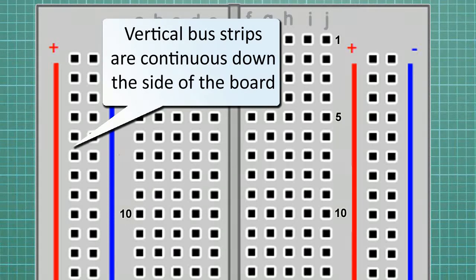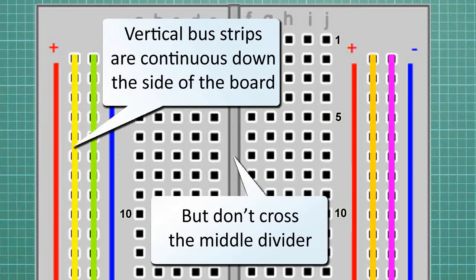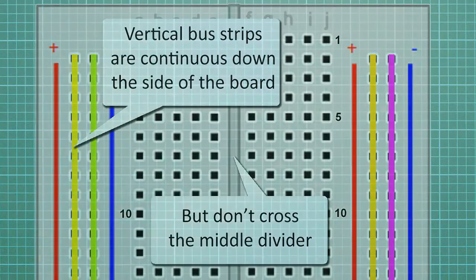Vertical bus strips are continuous down the side of the board, which means that a current can flow between the holes that are above and below each other. These strips are used to provide a positive and ground point for the components on the breadboard in order to create a circuit. The strips run along both sides of the breadboard, but they don't cross the middle divider.